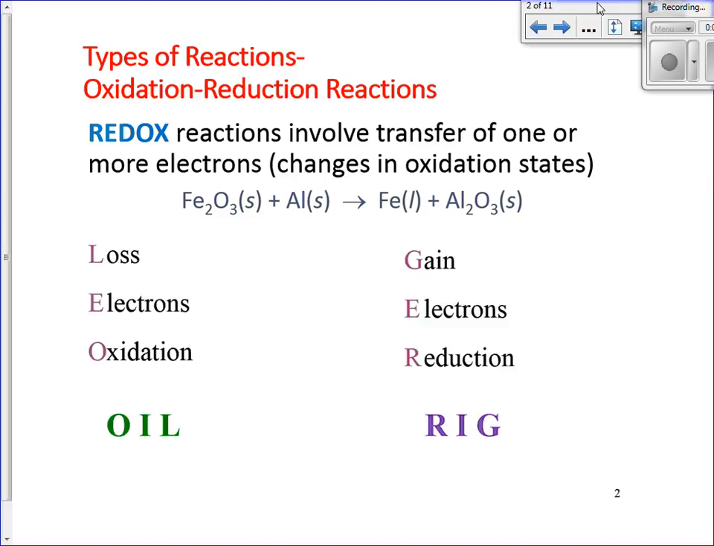So we have our nice little sayings here to help us remember. I prefer OIL RIG, but you're welcome to use LEO GER. OIL RIG: oxidation is loss, and reduction is gain. And of course we're referring to electrons there. LEO GER, the lion says GER: loss of electrons is oxidation, gain of electrons is reduction. You can remember it either way, whichever way you would like to do that. It's fine with me.